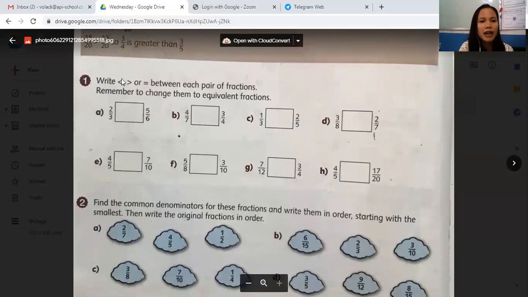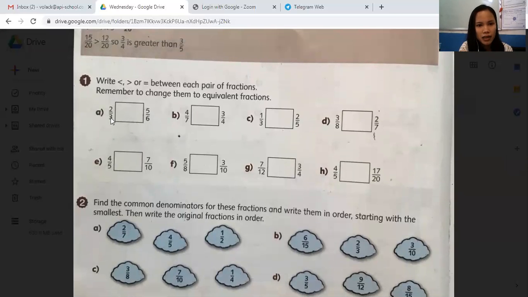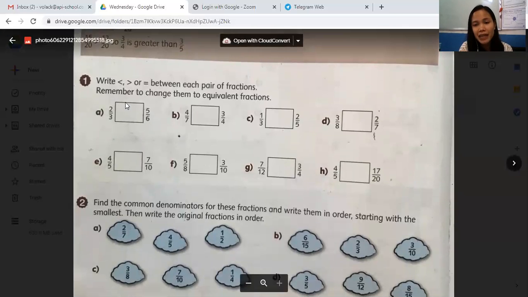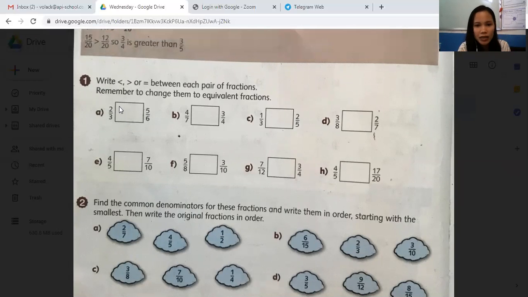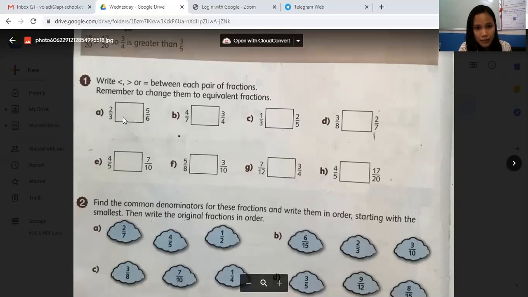Exercise number 1. Write smaller than, bigger than, or equal between each pair of fractions. So we have letter A to letter H, and each letter has a pair of fractions, and you have to compare whether the first is smaller than the second, bigger than it, or equal.